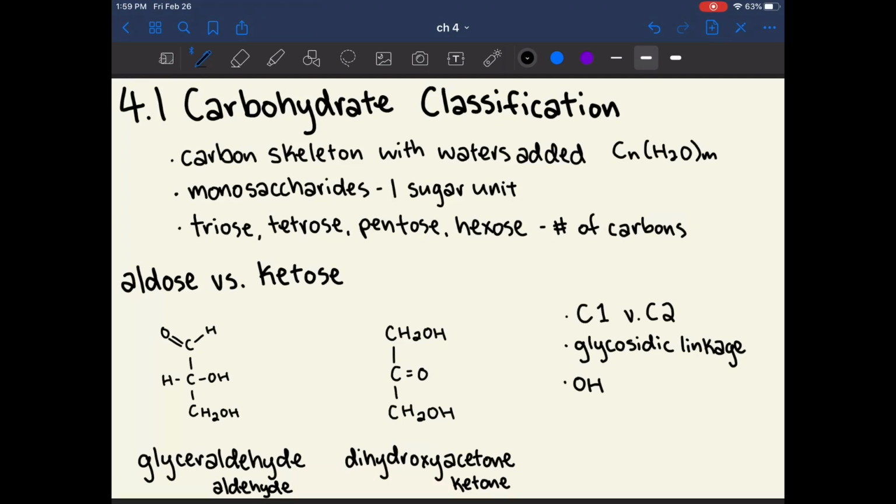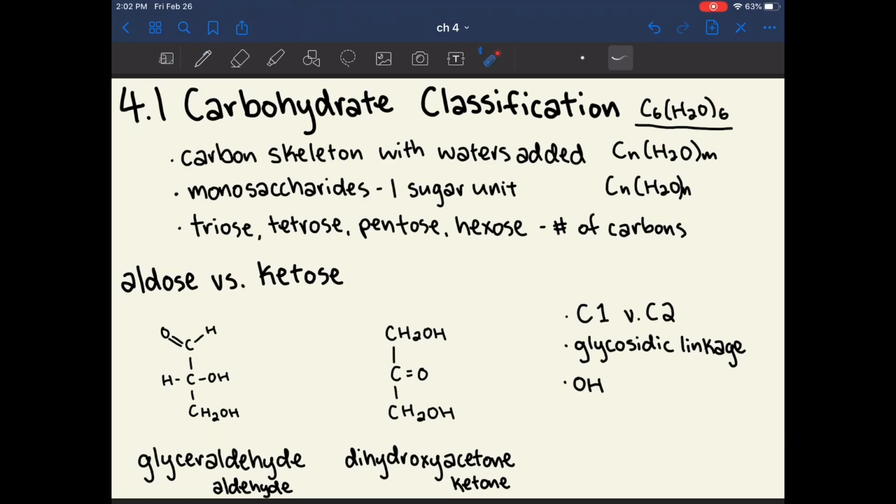And for monosaccharides, which is the most basic sugar unit, it consists of only one unit of sugar. This formula is CnH2On. So if you see something like C6H12O6, you'll know that this is a monosaccharide that has 6 carbons in it.